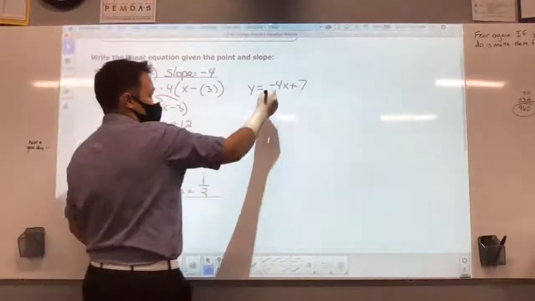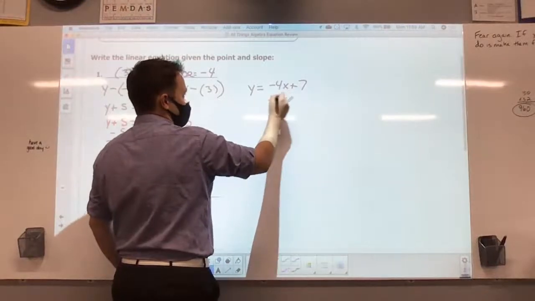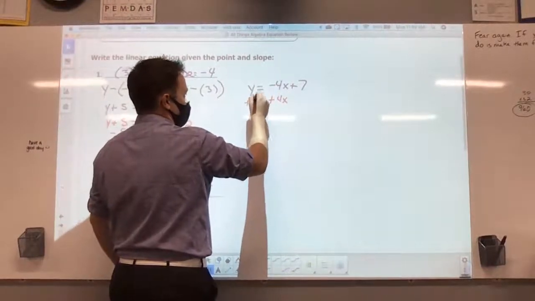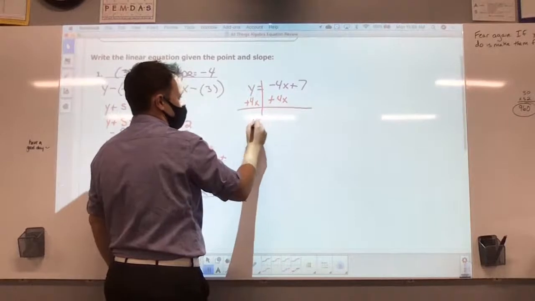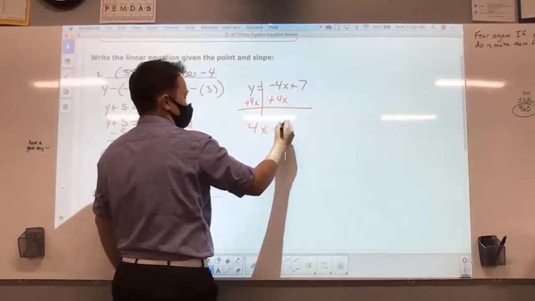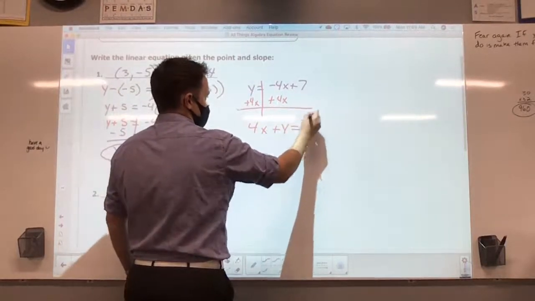Okay, so for you guys, this piece would be just add 4x to both sides. And then this is it, standard form. 4x plus y equals what? 7.